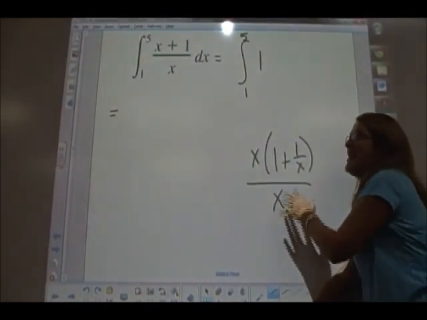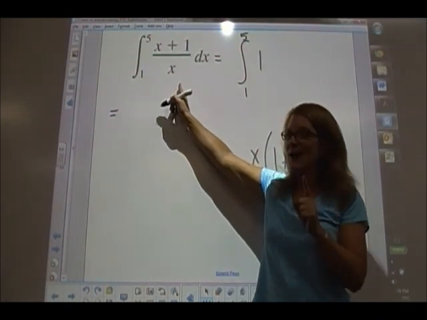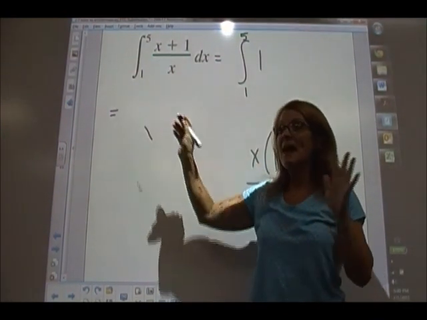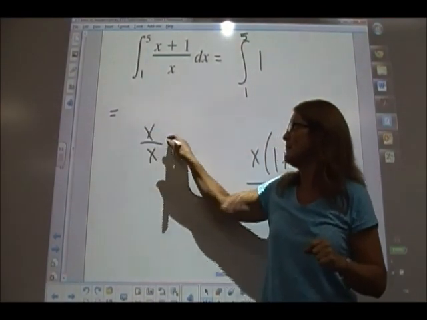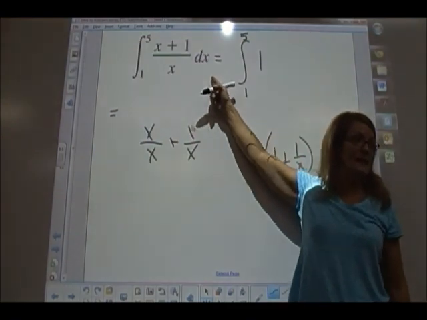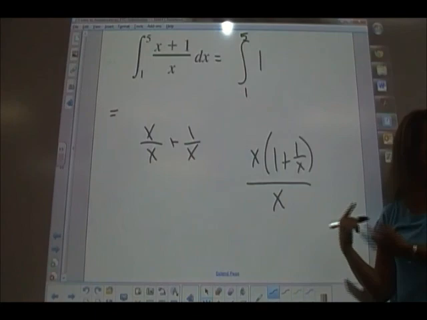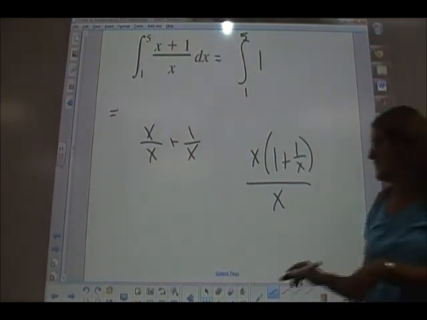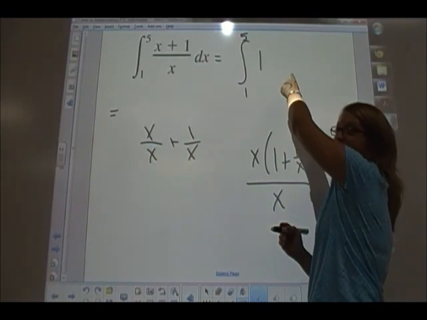What's your brain? My brain is taking this expression and rewriting it as, my brain's 4th grade math, okay? Taking x over x plus 1 over x is the same thing. Isn't it? Like a common denominator? It's the same idea, right? Okay. So can I write this as 1 plus 1 over x?